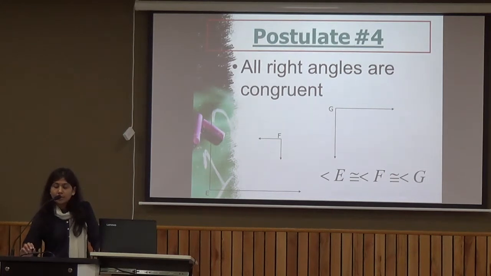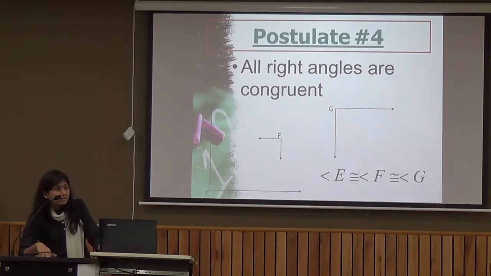Postulate 4. All right angles are congruent. Now what is a right angle? A right angle is an angle measuring 90 degrees. Therefore, if you have an angle, say angle F as 90 degrees, and here also angle G is 90 degrees, these two angles are congruent because the measurement of these angles is the same, which is 90 degrees.